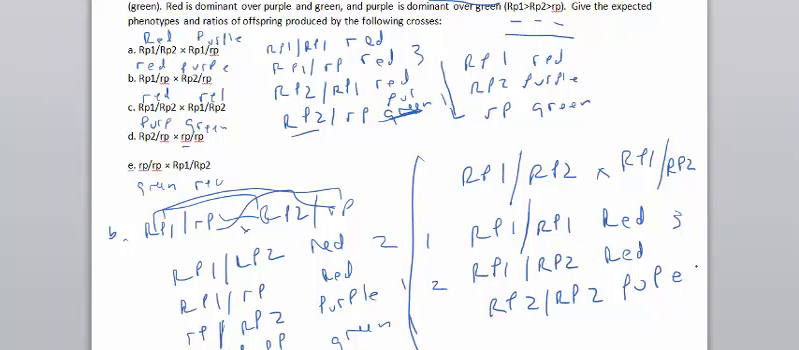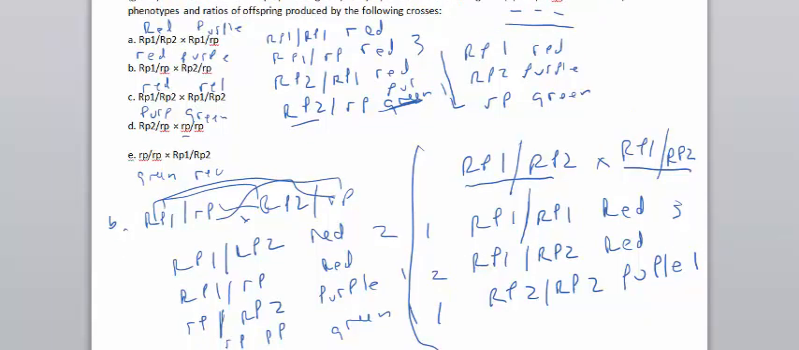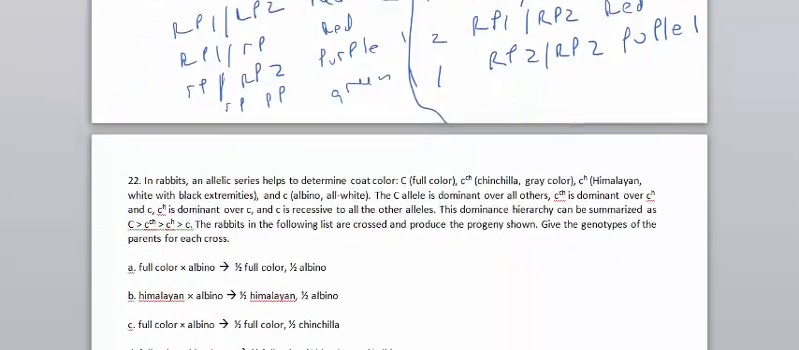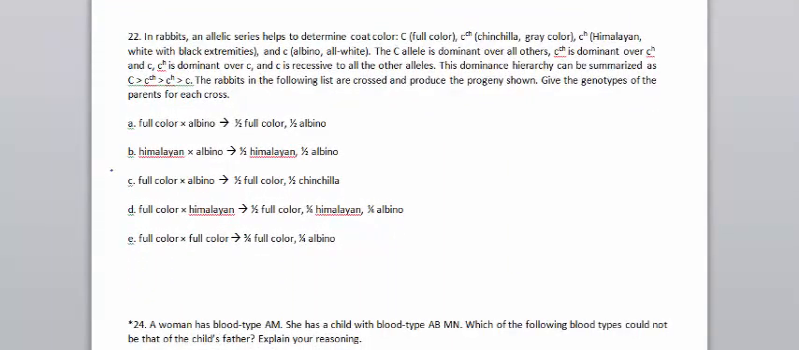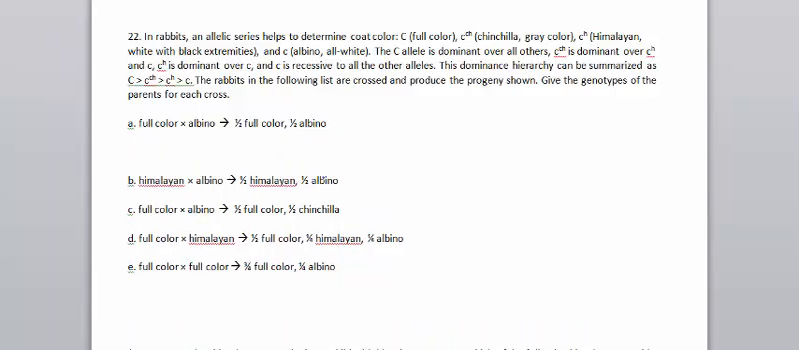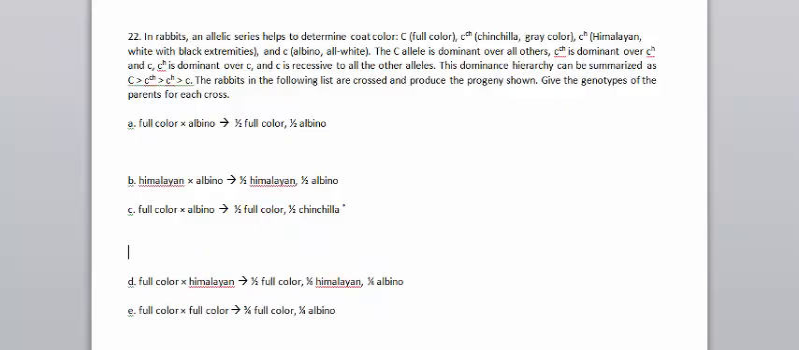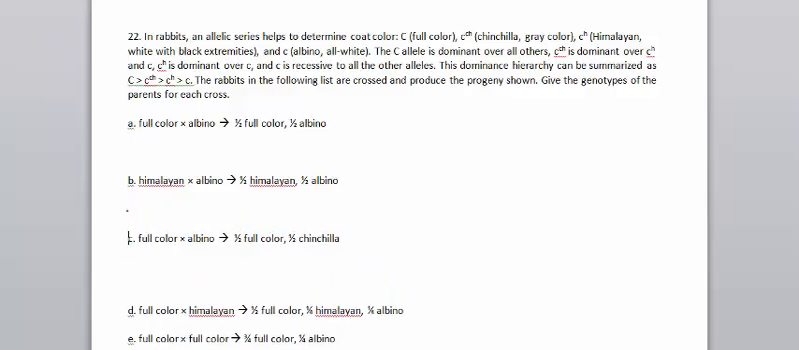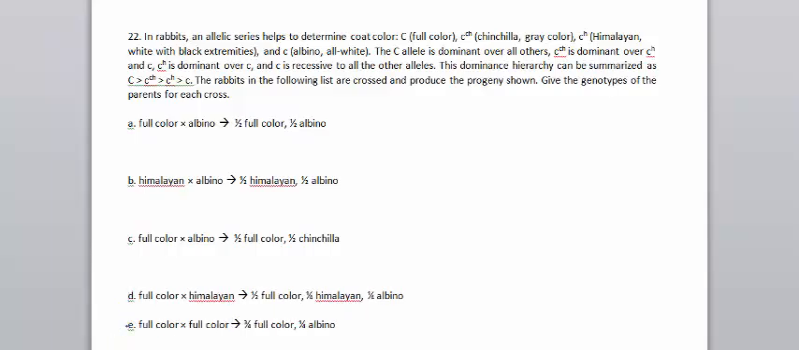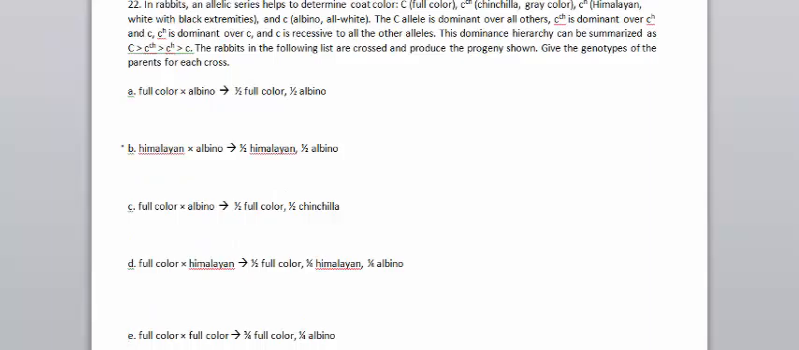3 to 1. Because this is just a monohybrid cross. So, and RP1 is dominant over RP2. So we'll get standard monohybrid cross stuff coming up. So that's all good. Same thing here. We've got some rabbits. We've got an allelic series. There's nothing too crazy going on. Need a little room to write our answers so we don't run into the same problem we just did.